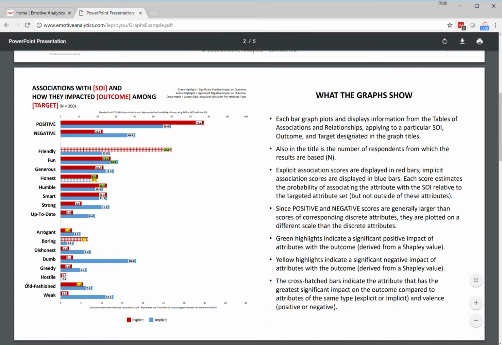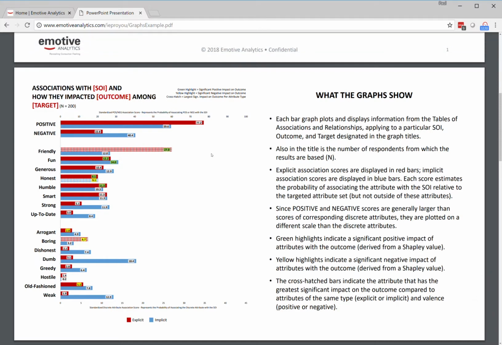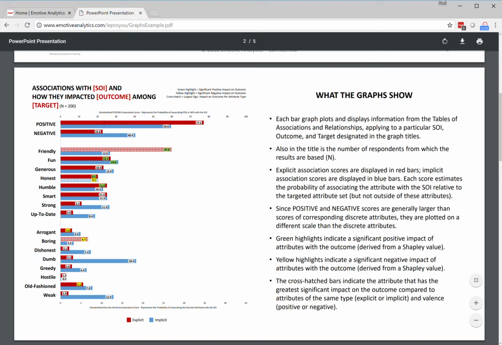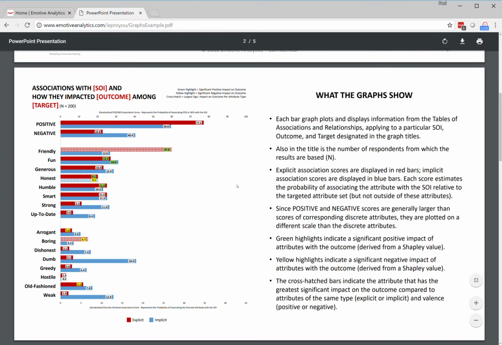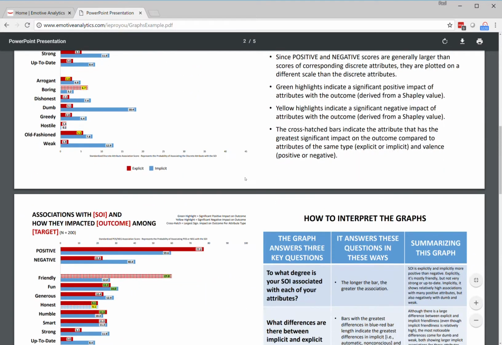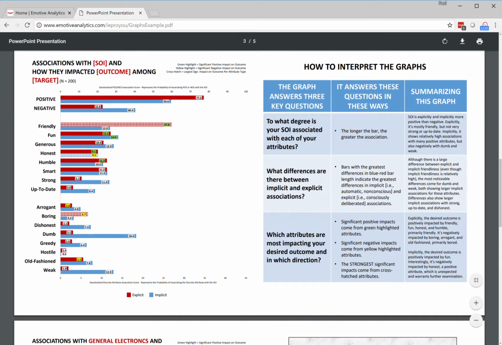So with all of this information, one can get a really good read about what the SOI is all about in terms of its associations and the degree to which, and which, associations are most impacting your outcome variable. All of that is explained here in the example bullet points. If we scroll down to the next page, we simplify that a little bit and tell you that the graphs answer three key questions. To what degree is your SOI associated with each of your attributes?